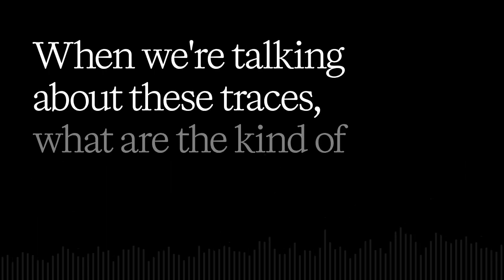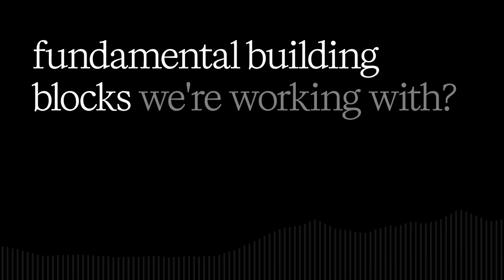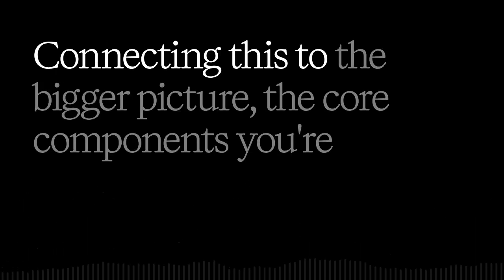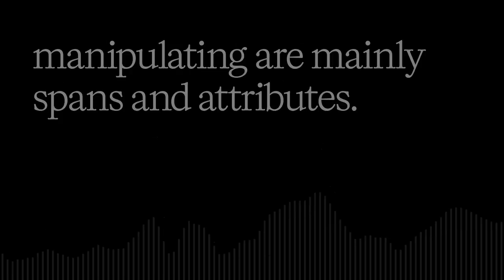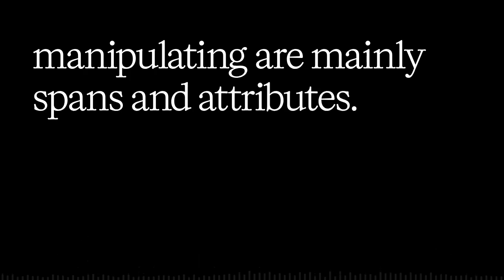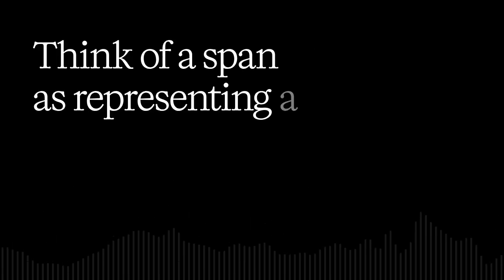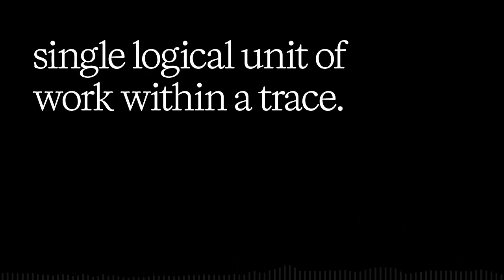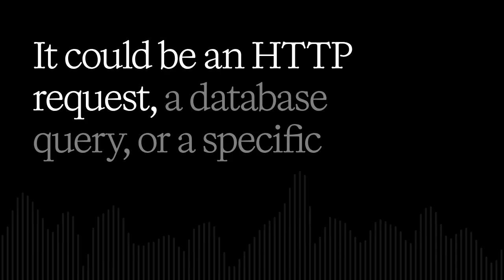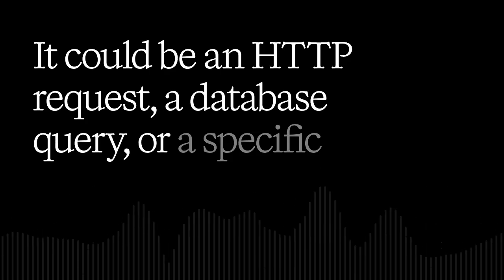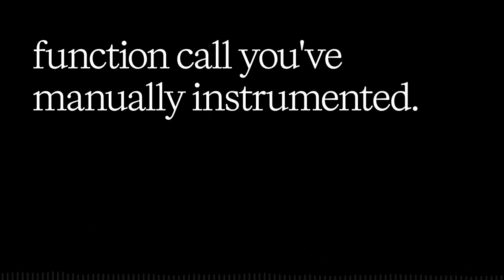Got it. So you mentioned spans and attributes. When we're talking about these traces, what are the fundamental building blocks we're working with? Right, connecting this to the bigger picture. The core components you're manipulating are mainly spans and attributes. Think of a span as representing a single logical unit of work within a trace. It could be an HTTP request, a database query, or a specific function call you've manually instrumented.